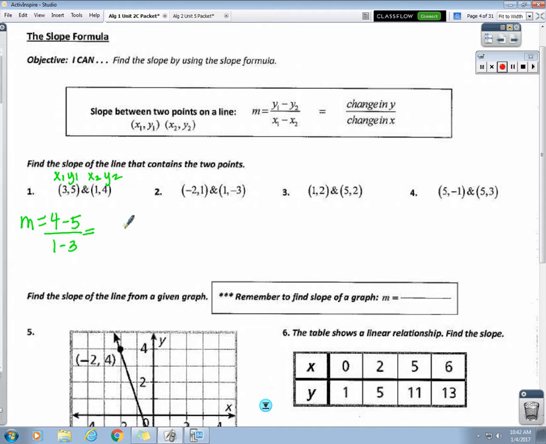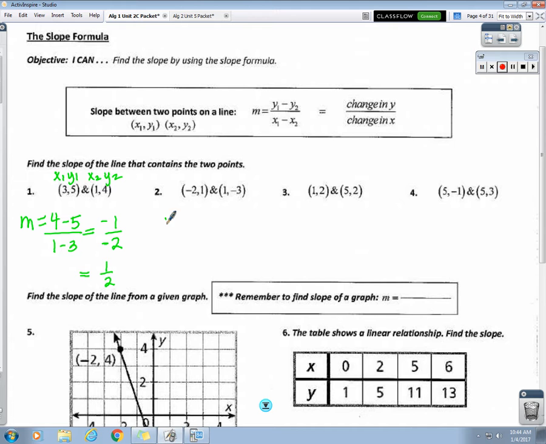And that becomes -1 over -2, which will then reduce to +1/2, because a negative divided by negative is a positive. Okay, go ahead and try 2, 3, and 4. Find the slope using the given points. Okay, what did you get for number 2?